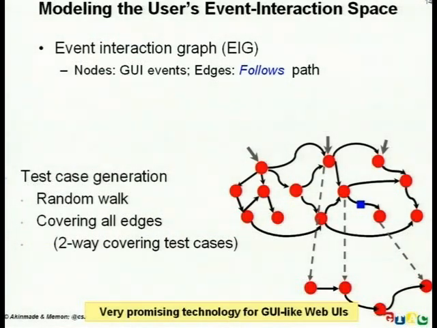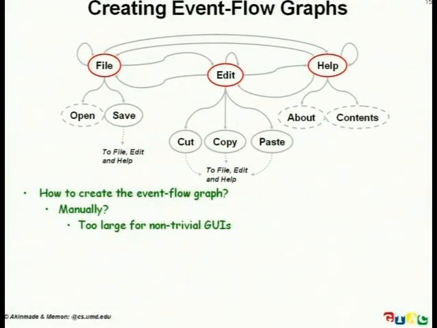Okay. So this is a very promising technology. We've had lots of success for GUIs, and I think for web user interfaces that are becoming more like GUIs, for example with AJAX technology, we feel that this is very promising for that kind of work. All right, so how do you create event flow graphs?